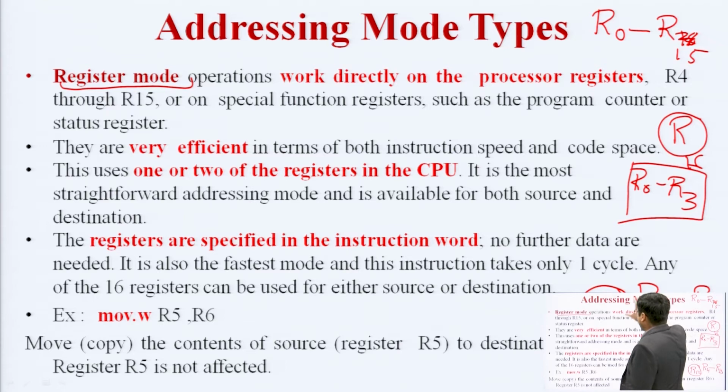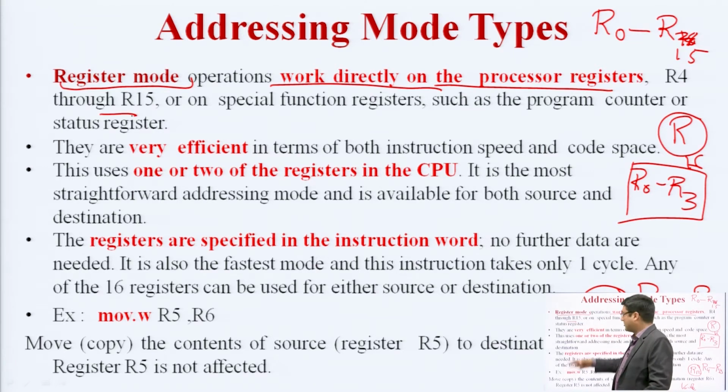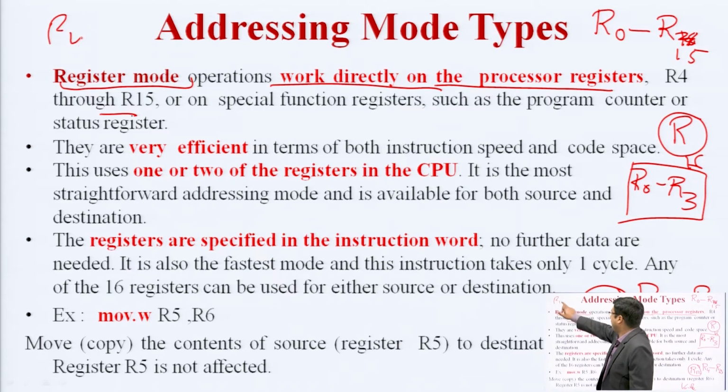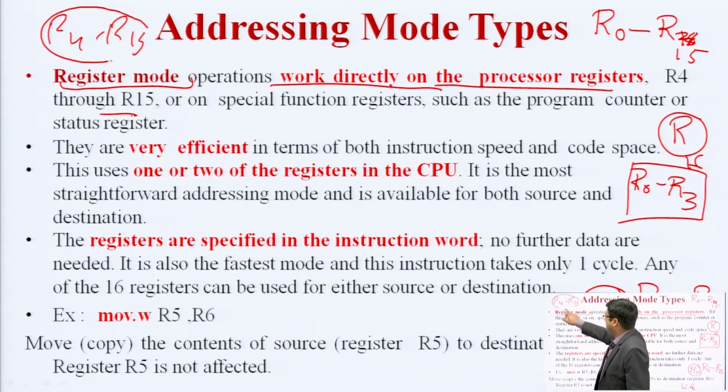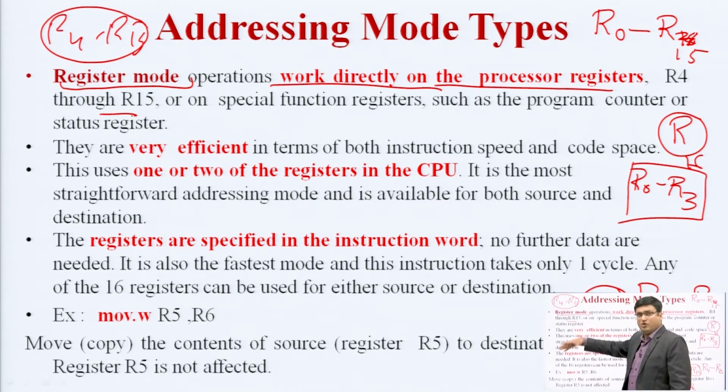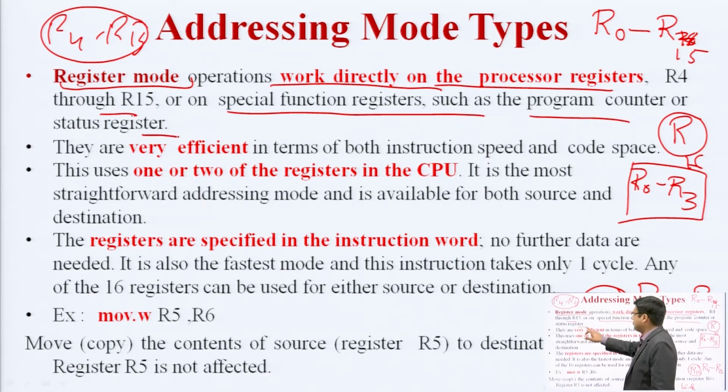These registers are the ones used in register addressing mode. So, we will operate through these registers. Each register is 16 bits. In register addressing mode, it will directly work on the processor registers, that is R4 to R15. We have discussed that out of the 16 registers, we will use only 12 registers, R4 to R15, for general purpose. So, register addressing mode will work on the general purpose registers that range from R4 to R15. You can also use special registers such as the program counter, but it is better to operate on the general purpose registers.